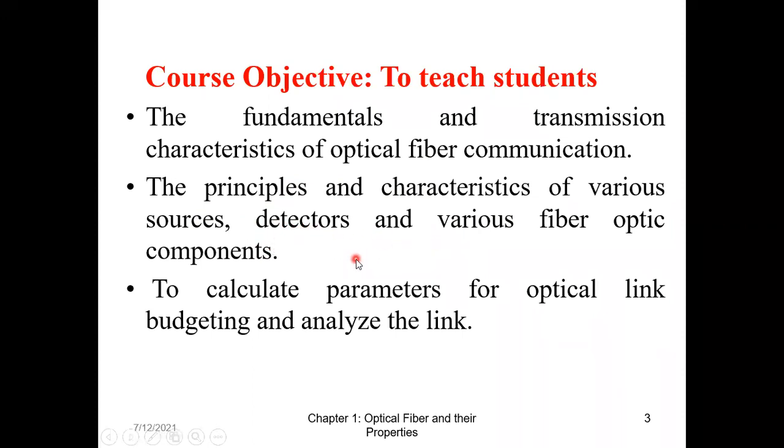It's not only source, detector, and fiber, there are many components. So we will have an overview of all those components, and once I know all the principal characteristics of the components, the important concept of design comes in. So to calculate parameters for an optical link, suppose I tell you from this point to that point, lay down a fiber. It is point to point that we are dealing with, not networking. So from one point to another point, if I'm laying down a fiber, what will be the sensitivity of my source? What will be the sensitivity of my detector?